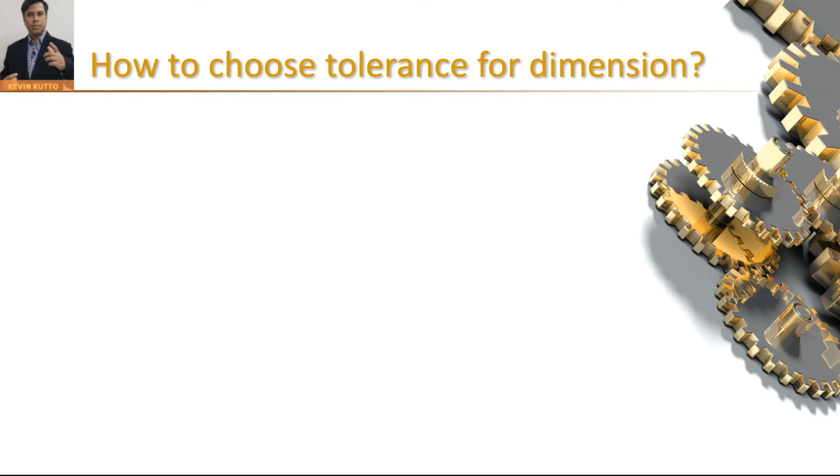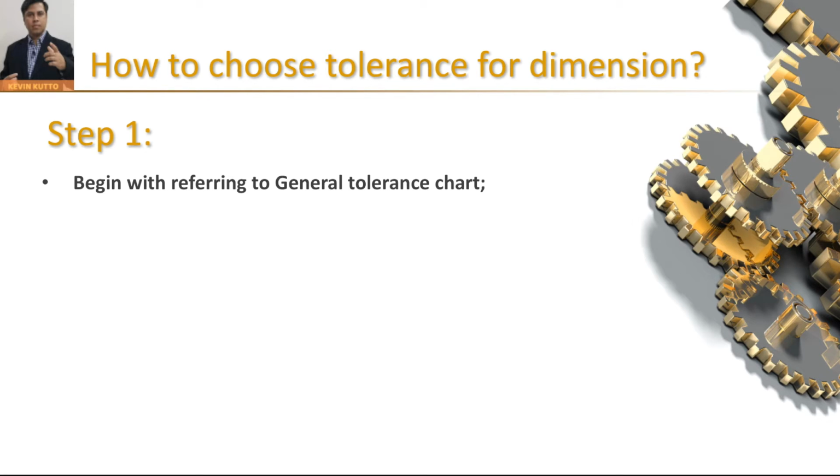Now that we understand dimensions, limits, and tolerances, let's understand how to choose a tolerance for a dimension. It's a lengthy process. It's not a one-step process. So you need to understand this process in detail and follow it step by step throughout the journey of your design. The first step itself is referring to the general tolerance chart.